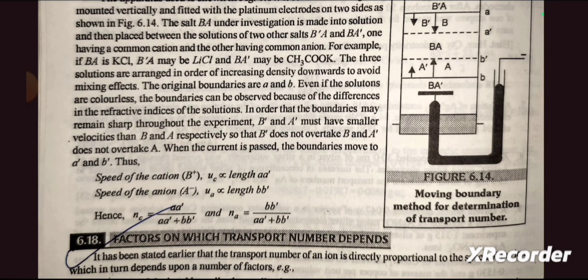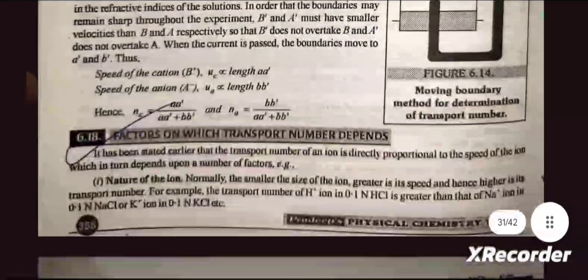Thus, the speed of the cation B positive, Uc, is directly proportional to length A'. Speed of the anion A negative, Ua, is directly proportional to length B'. Hence, Nc is equal to A' divided by A' plus B', and Na is equal to B' divided by A' plus B'.